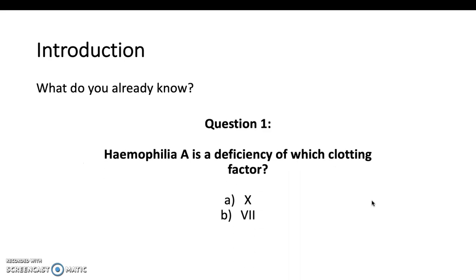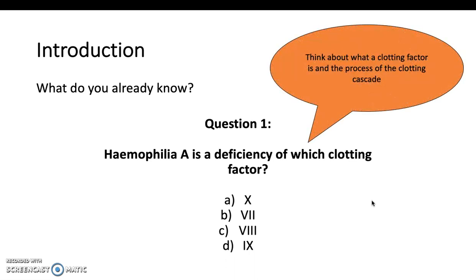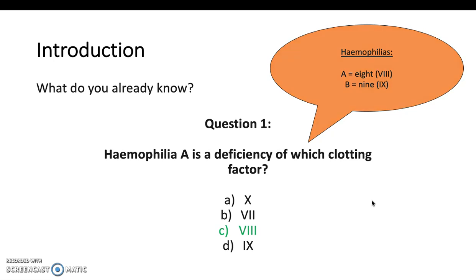Haemophilia A is a deficiency of which clotting factor? So I have a little thing about the clotting cascade and the factors involved in that. So it would be 8. The way I remember haemophilia is A is 8 because it sounds quite similar, and B comes after A, obviously, and 9 comes after 8. So it's quite a good way of remembering it.